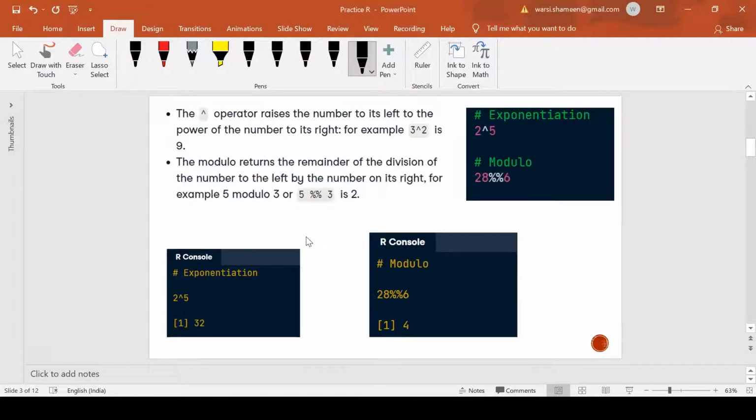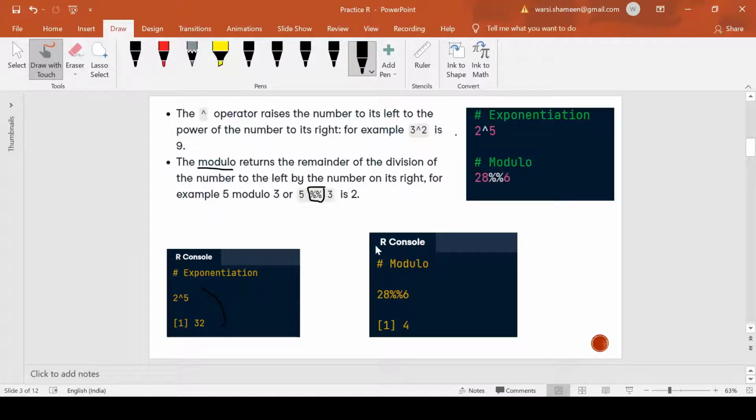We can talk about exponential, which we have already discussed. So there is another thing which we can discuss over here. When we did exponential of 2 to the power of 5, it gave us the result like that. Now the other thing is modulo. What is modulo? It returns the remainder of the division of the number on the left by the number on its right. For example, 5 modulo 3. This is how we could write it, with two percentage signs. So it would give us the result.